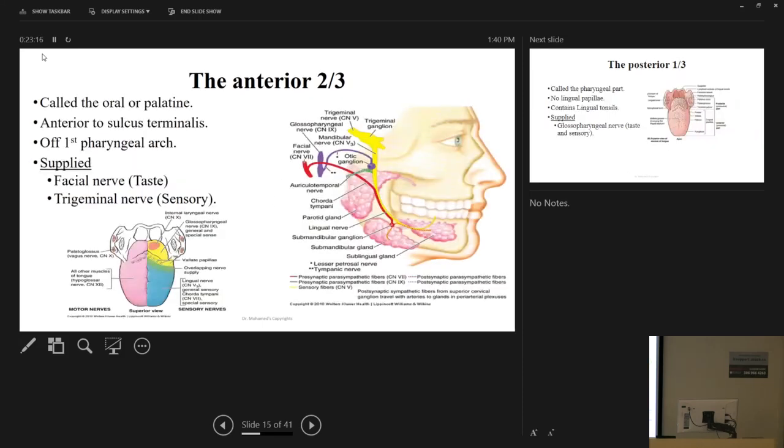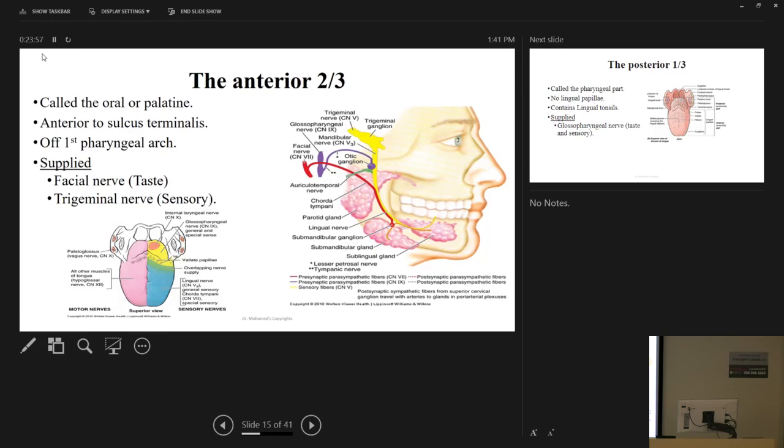Or thyroglossal cyst. Now, let's continue talking about the anterior 2/3. It has other names like oral or palatine, and all that makes sense, right? Because it's in the oral cavity. Palatine, it's facing the palate, right? And it's the part which is anterior to our sulcus terminalis, this V shape, right? And embryologically, it's of the first pharyngeal arch.